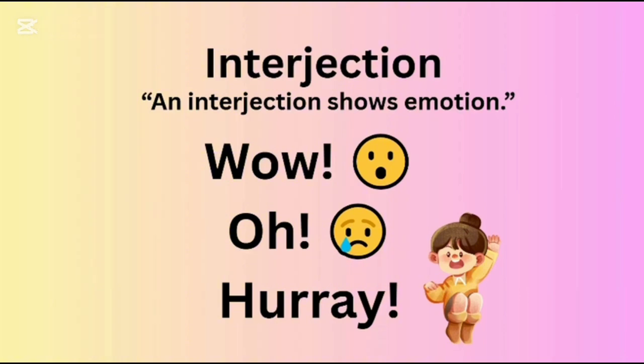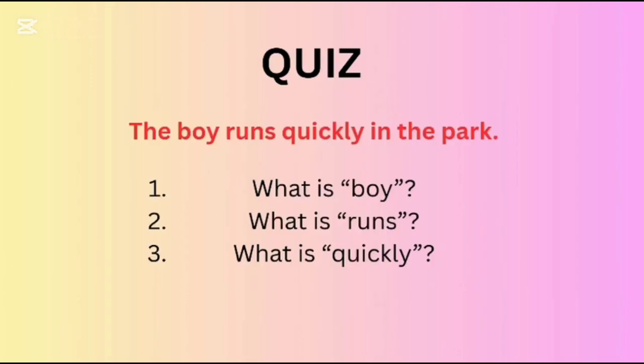Now let's test your understanding. Look at this sentence and tell me, what is boy? What is runs? And what is quickly in this sentence? Yes, very good. I'm sure you guessed right. Boy is a noun, runs is a verb, and quickly is an adverb.